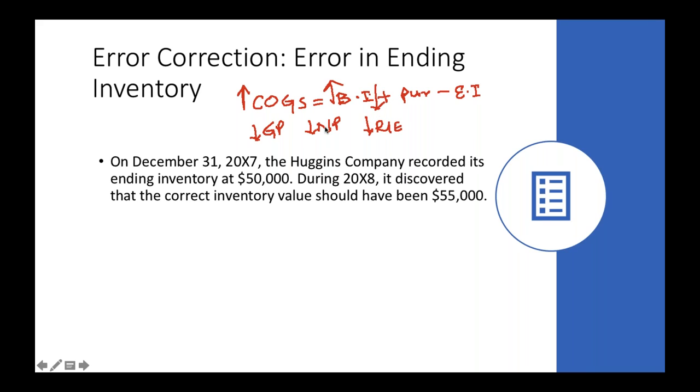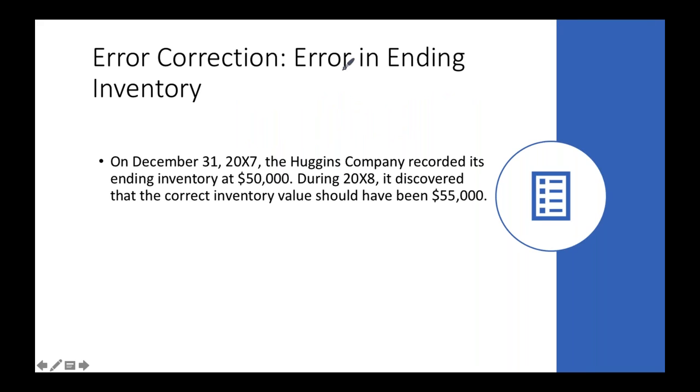Likewise, if beginning inventory is understated, cost of goods sold is understated. Gross profit will be overstated, net profit will be overstated, retained earnings will be overstated. So the understatement and overstatement of beginning inventory will have an impact on cost of goods sold, gross profit, net profit, and retained earnings, as well as the tax. Errors in ending inventory also impact current assets, current ratio and working capital.